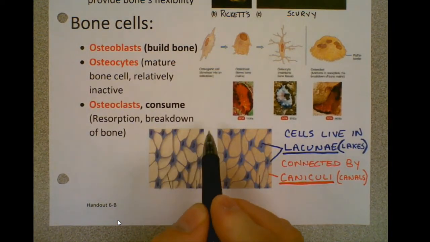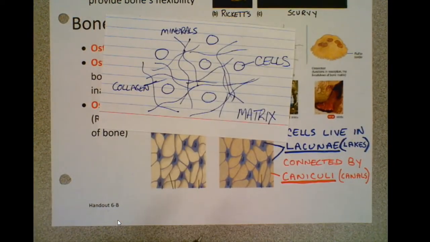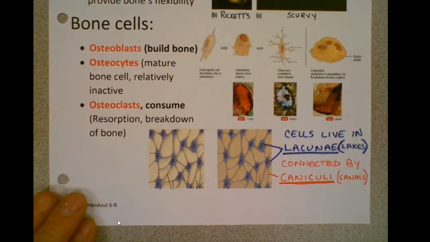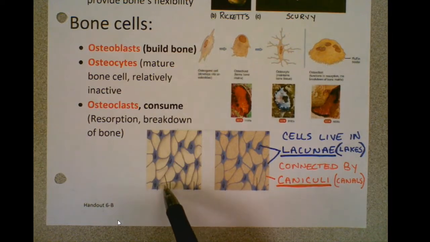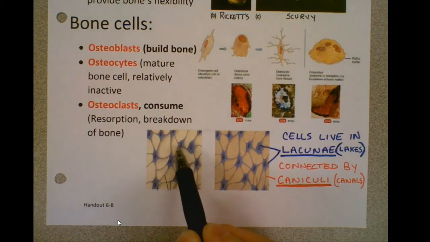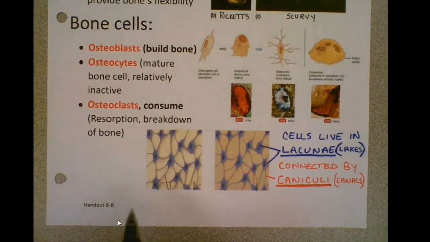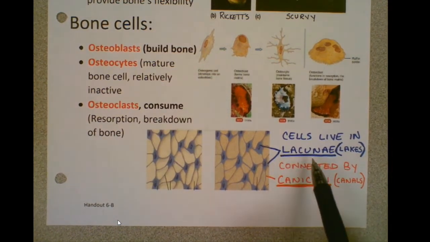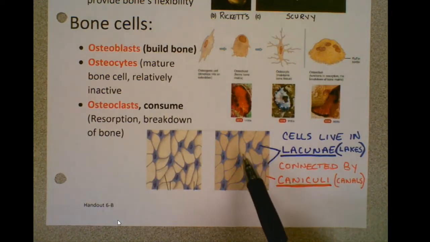So look at this diagram right here. This diagram is basically my picture that I just put up like that. It's just drawn a little bit better. So you can see all of these tan areas are the bone matrix made out of collagen and minerals. Then the cells are going to be these blue areas. See how they're spaced apart. Now in bone tissue, the cells are going to be living in little lakes called lacunae. So it says cells live in lacunae lakes. So you can see the cells in the tissue, but they're surrounded by little lakes.